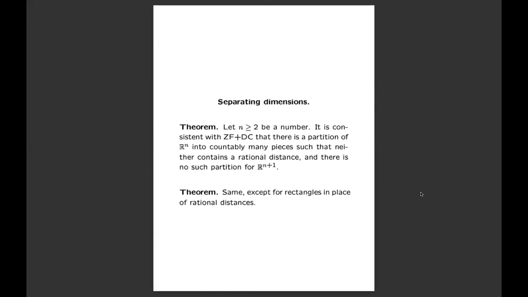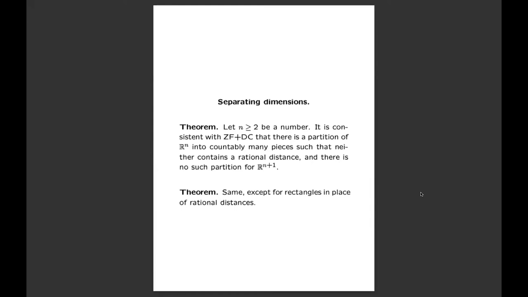So here is one result. It is consistent relative to an inaccessible cardinal with ZF plus the axiom of dependent choices that there's a partition of R^n into countably many pieces such that neither contains a rational distance, but there is no such partition for R^(n+1). So the problem of having a partition of R^n is somehow n-dimensional, and you can solve it without ever touching the (n+1)-dimensional problem, okay?